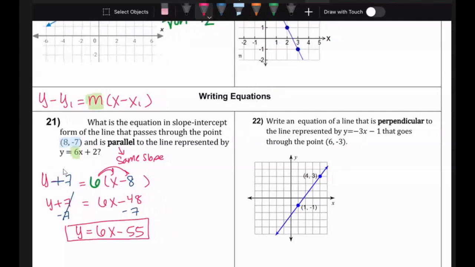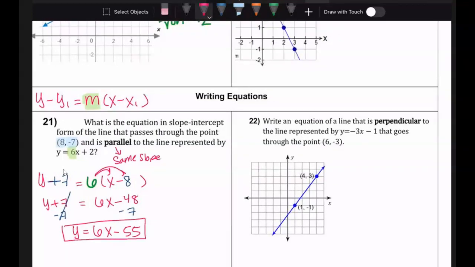For number 22, you're going to do something very similar. We are still going to use your y minus y1 and x minus x1 equation. You use this in your writing equation. So, write an equation, okay, of a line that is perpendicular to a line represented by y equals negative 3x minus 1 that goes through the point 6, negative 3.